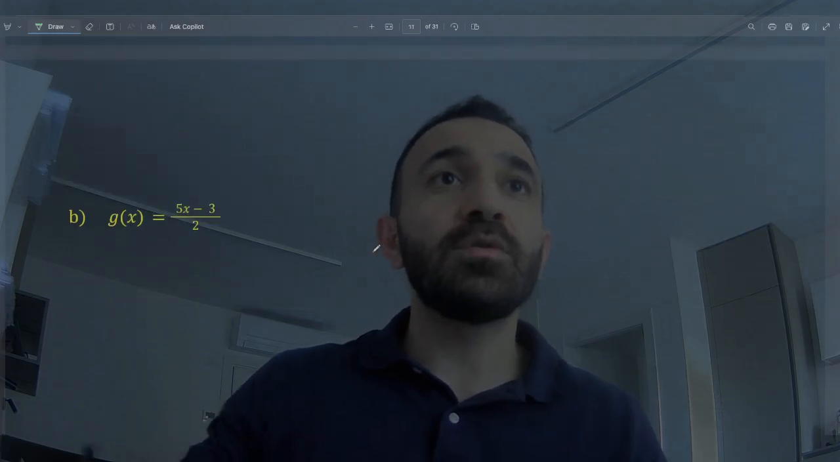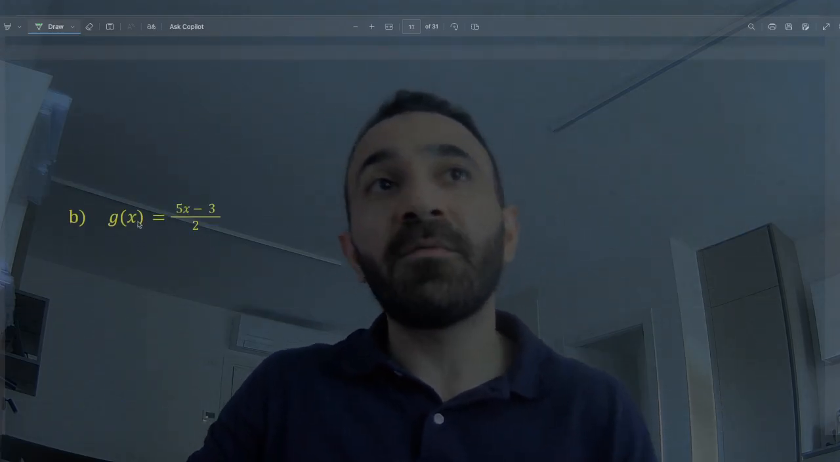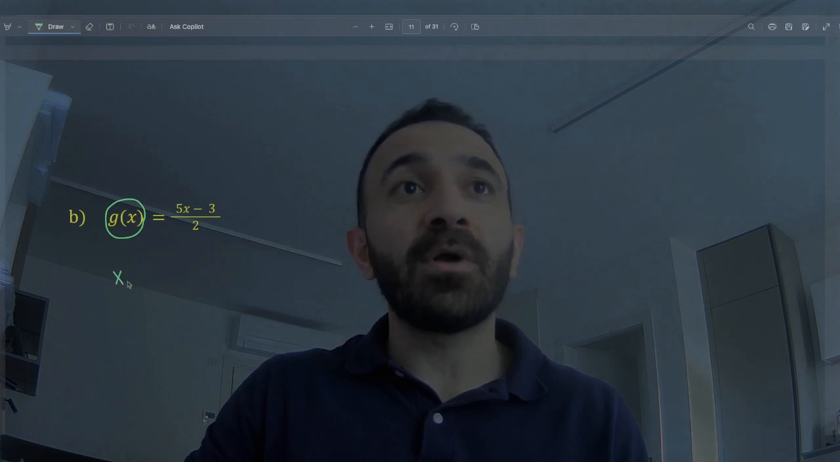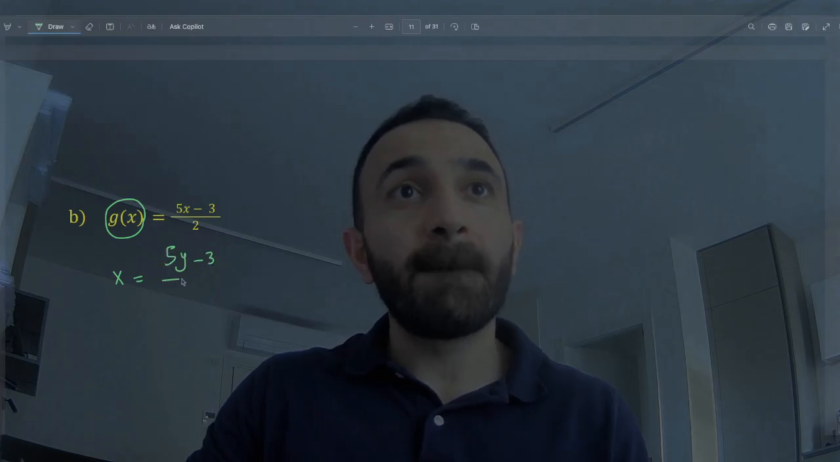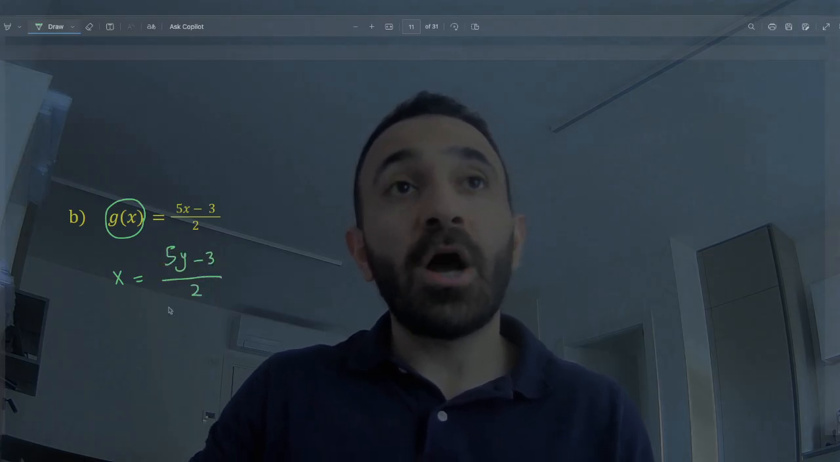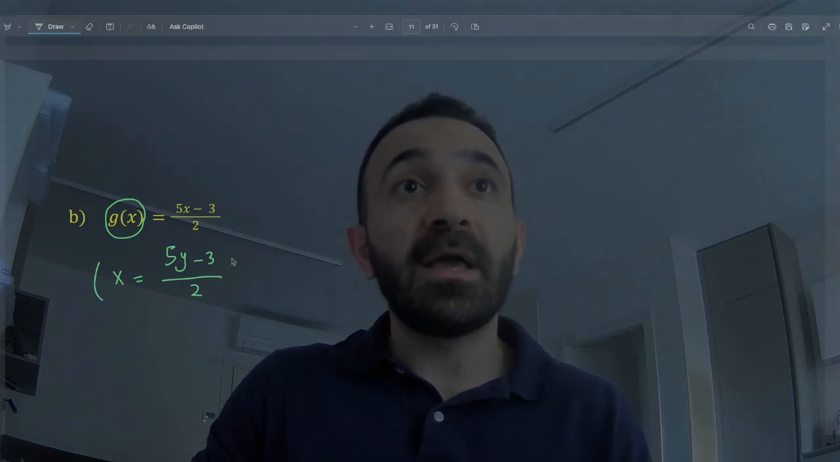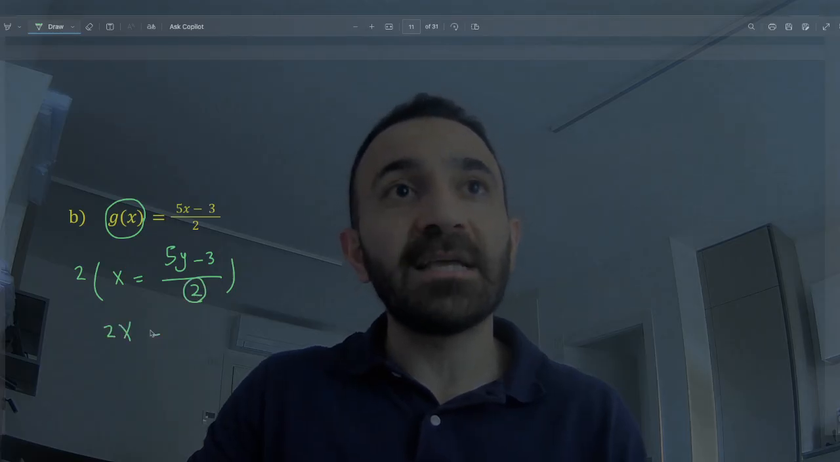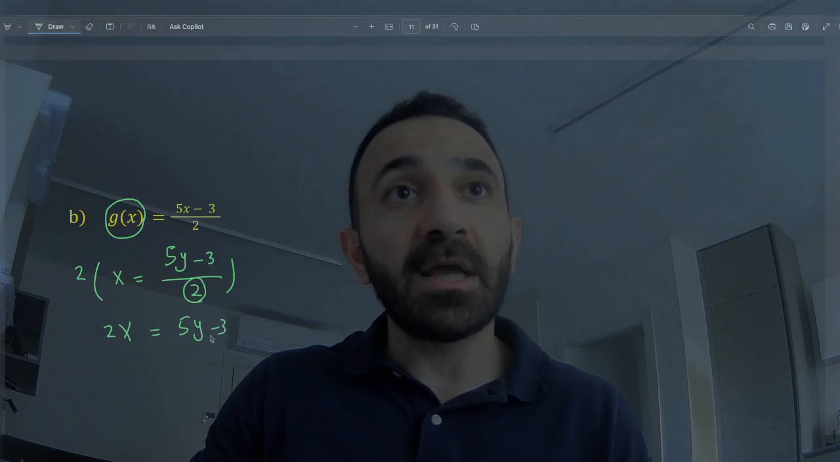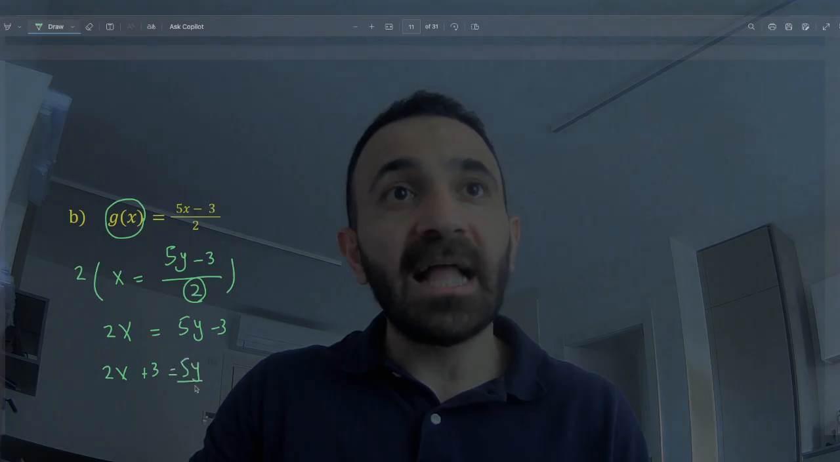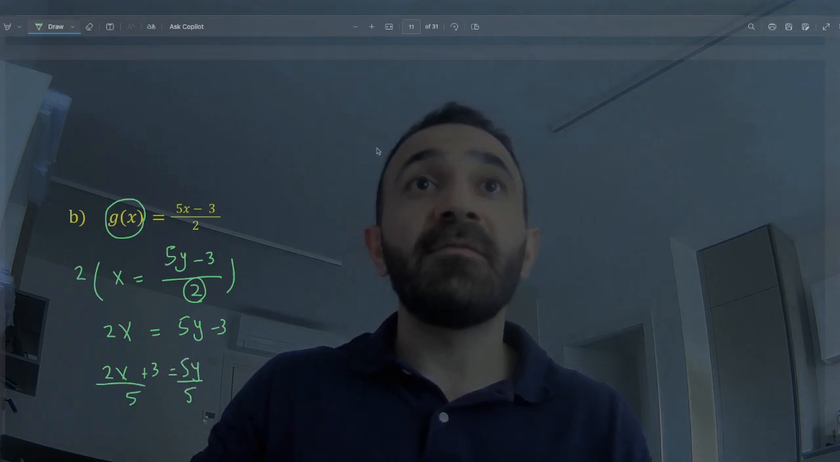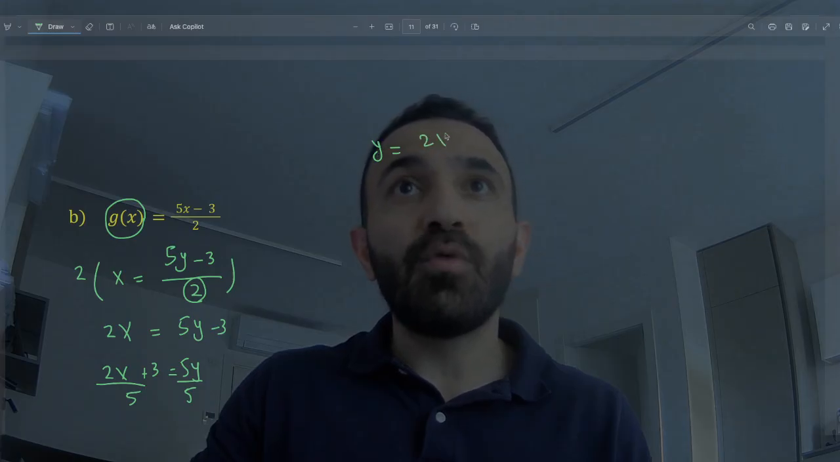Okay, let me do also this one, which is a little more problematic for some of you. Again, instead of the output, I'm going to put the input, and instead of the input, I'm going to put the output, which is y. Then I'm going to isolate for y. So I multiply everything by 2 to get rid of the divided by 2. So it's going to be 2x equals 5y minus 3, and 2x plus 3 equals 5y, and then everything divided by 5. So y equals (2x plus 3) divided by 5.